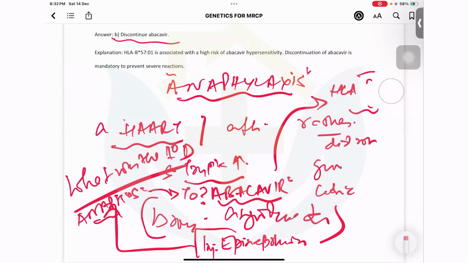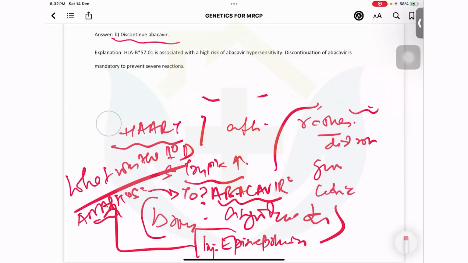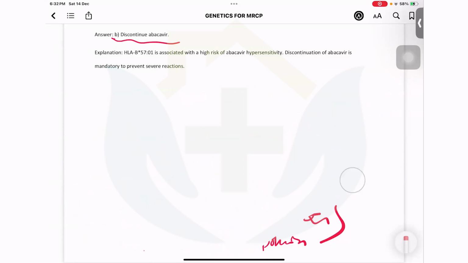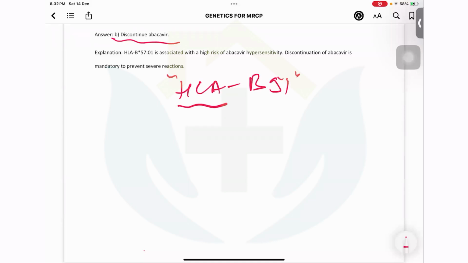Does HLA-B57 ring any bells? You are all students for the MRCP exam. Have you read about something related to it? HLA-B51. Anyone? This was about 57. I'm asking about 51. Anyone? Behcet disease. Yes.